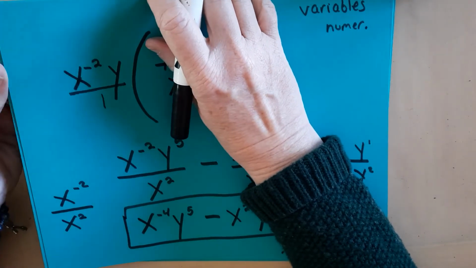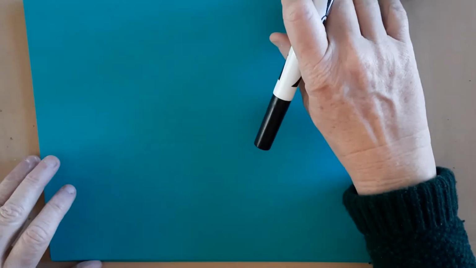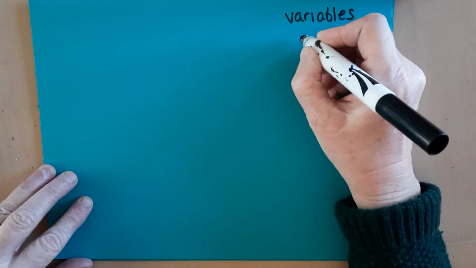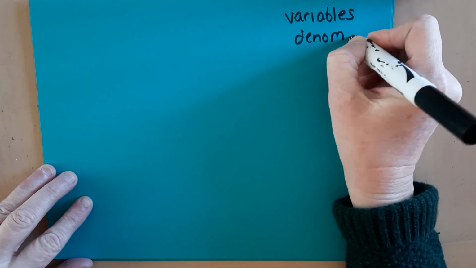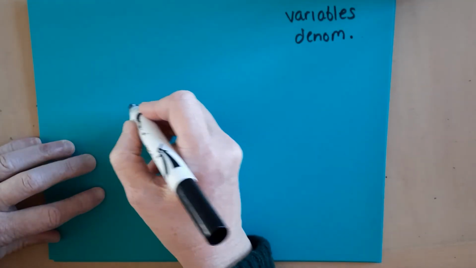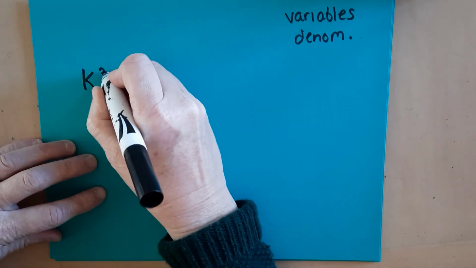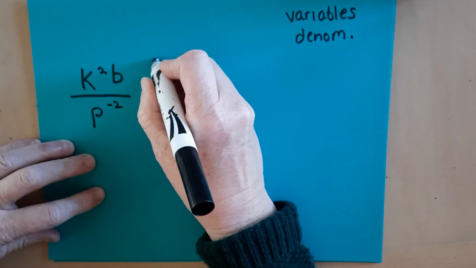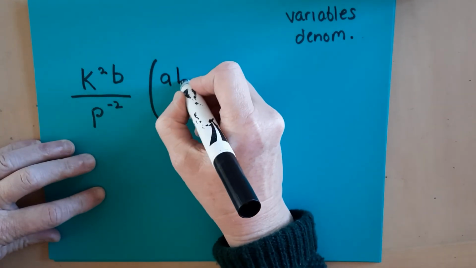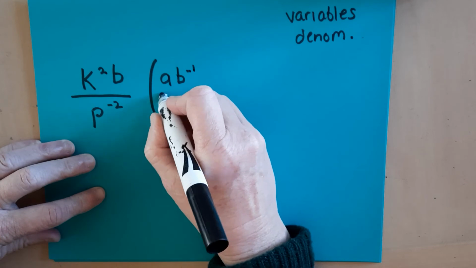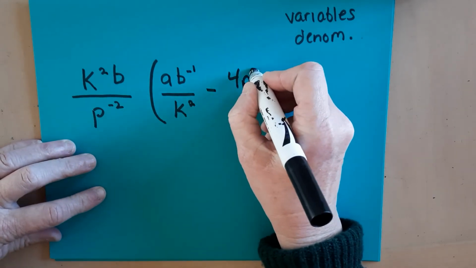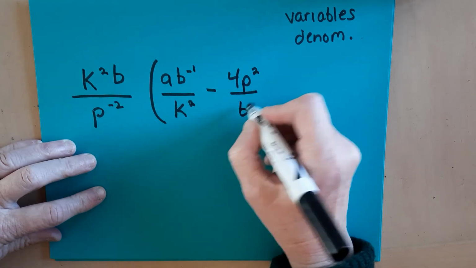We can also do one more in which we're going to try to get all of the variables in the denominator. They're asking you to do the distributive property to this problem with the variables in the denominator. So for this one, it looks like this. k squared times b over p to the negative second multiplied by a b to the negative first over k squared minus 4p squared over b.